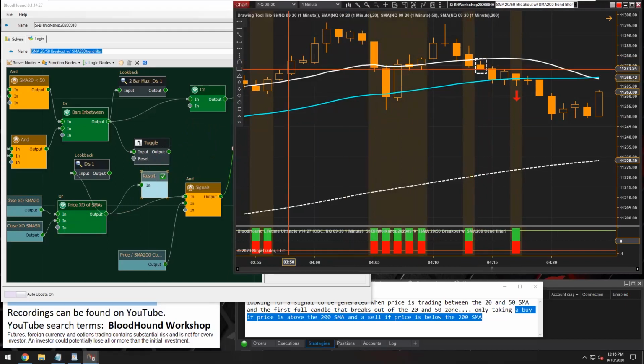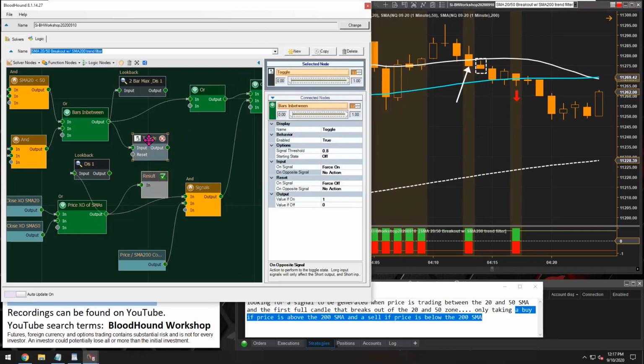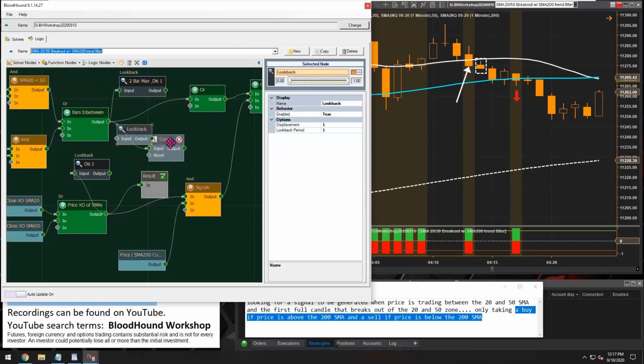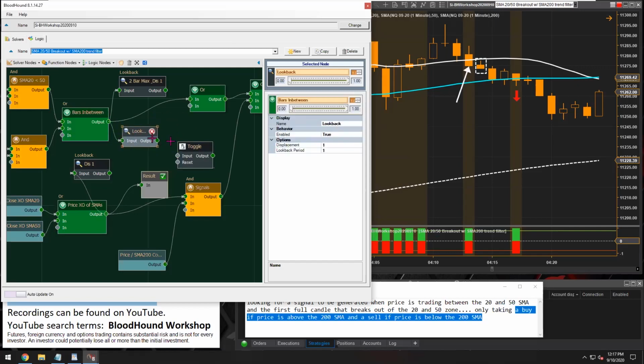So we see I have a crossover signal here, which is turning the toggle node off there. Oh, actually, let's see. Yeah, I think we can solve that easily enough. I'm just going to grab some more look back nodes here. It's kind of getting tight working in here, but let's look back.